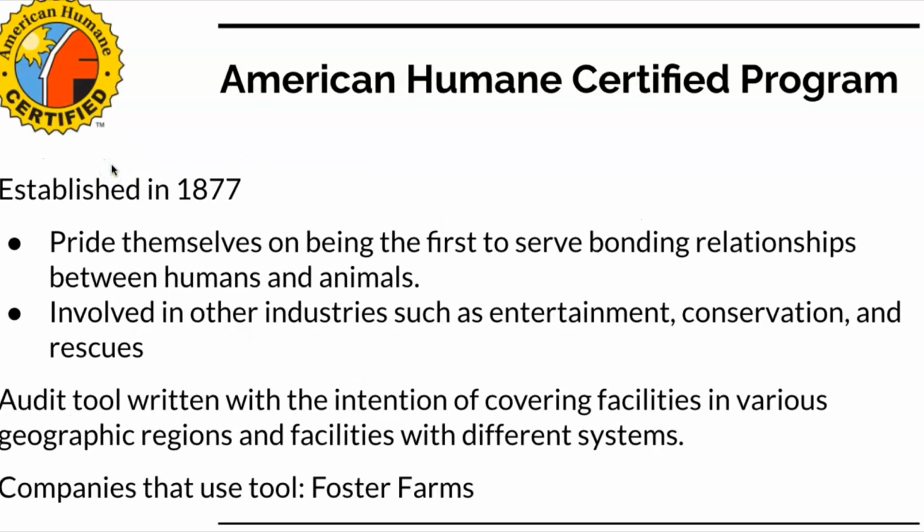The next audit tool is conducted by the American Humane Certified Program, and they were established in 1877, and they pride themselves on being the first to serve bonding relationships between humans and animals. And they're involved in industries such as entertainment, conservation, rescues, and their mission is to commit that every employee is ensuring safety, welfare, and well-being of their animals.